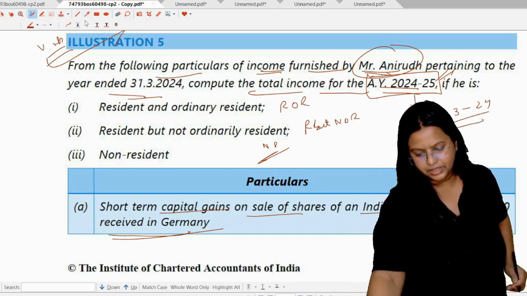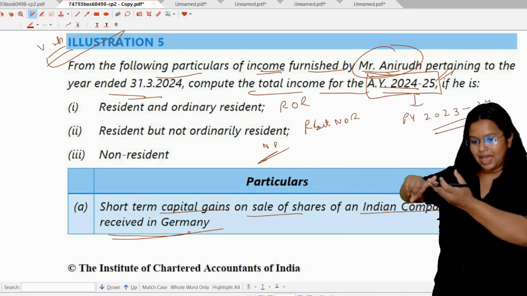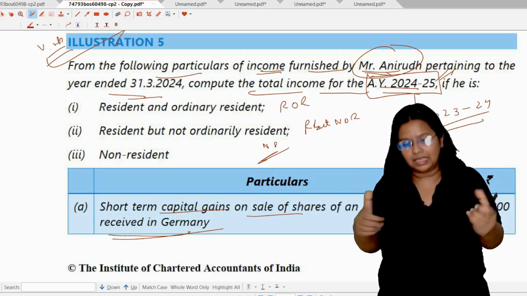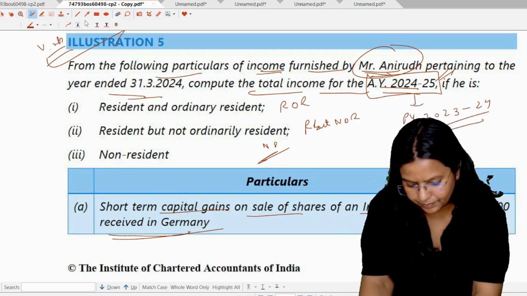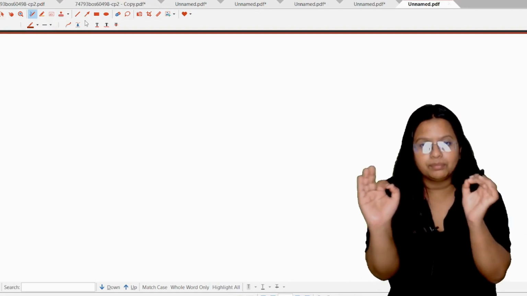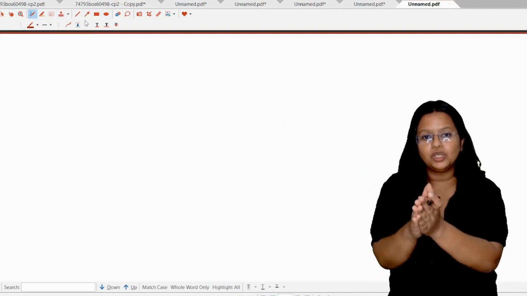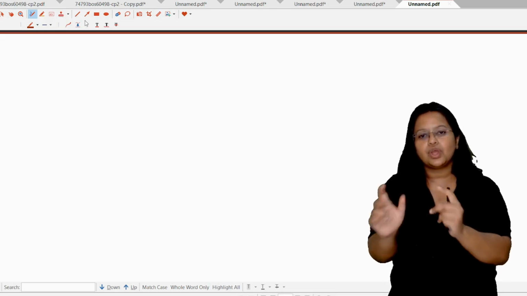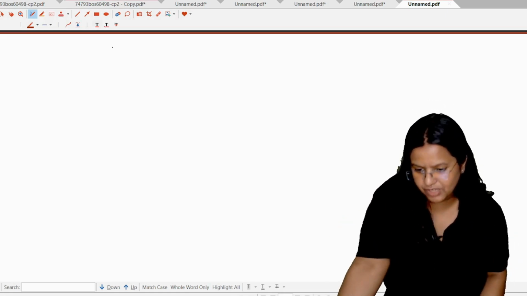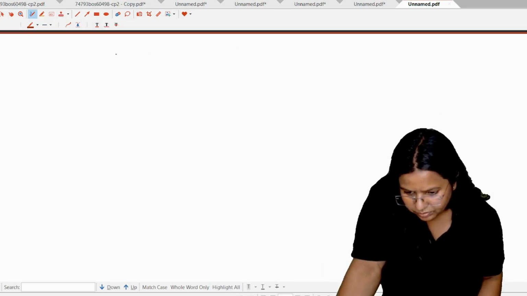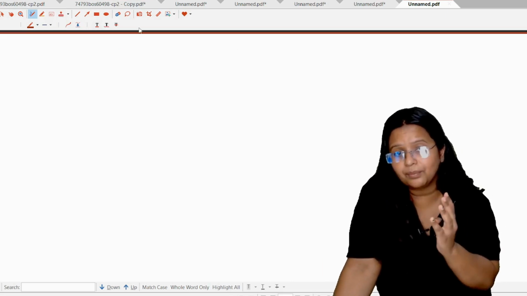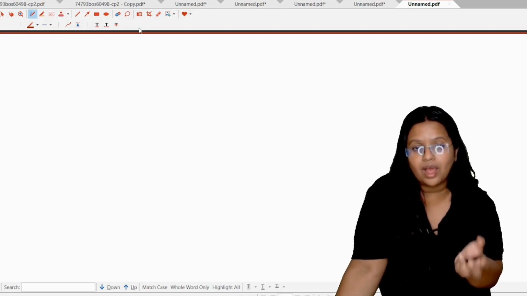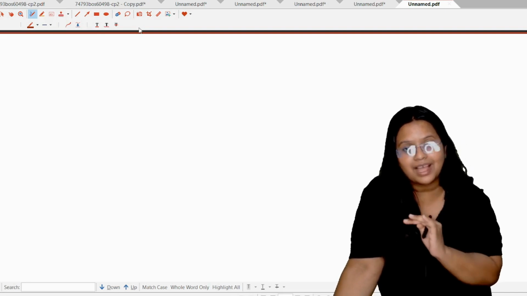Now they are asking what happens if Anirudh is ROR, R but NOR and NR. How is it going to impact his income? In these types of questions, you have to remember one thing, and I am going to tell you some basic facts. If you understand those points, 100% you are going to crack these questions in examinations. First of all, students, there are 4 kinds of income which are taxable for every person, whether ROR, R but NOR or NR.